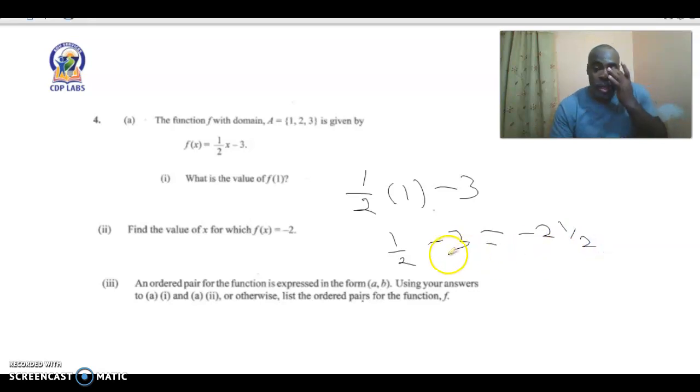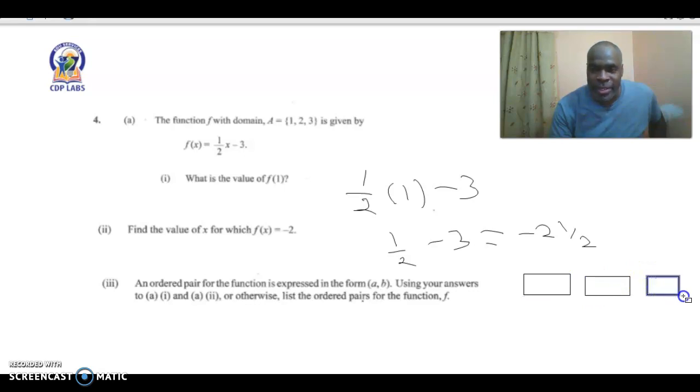Let's say you have 3 wholes, and then you take half of 1 whole. What you're left with is 2 and a half. Now why is it negative? Because the number 3 is larger than the number half. So obviously when you take a larger number from a smaller number, you are left with a negative number.